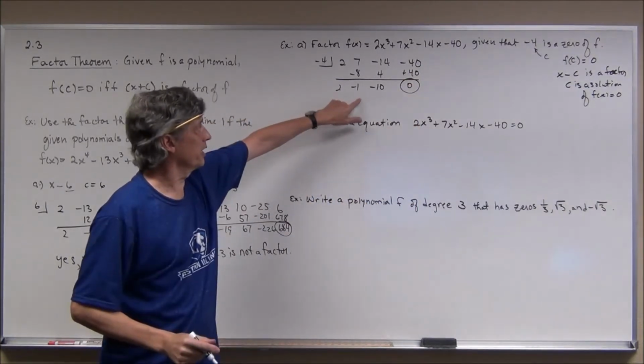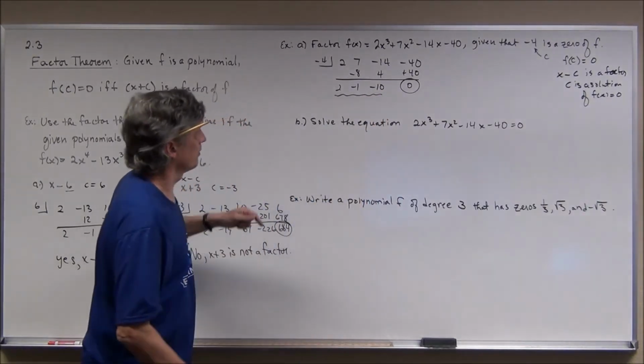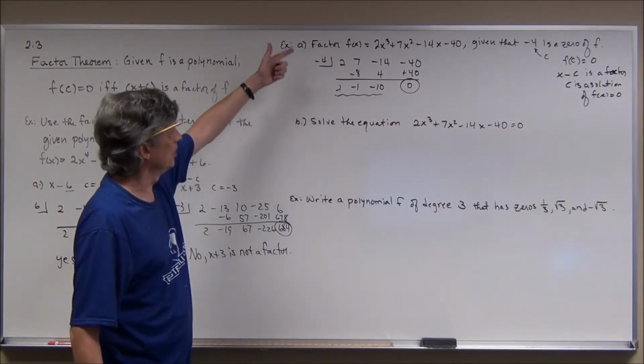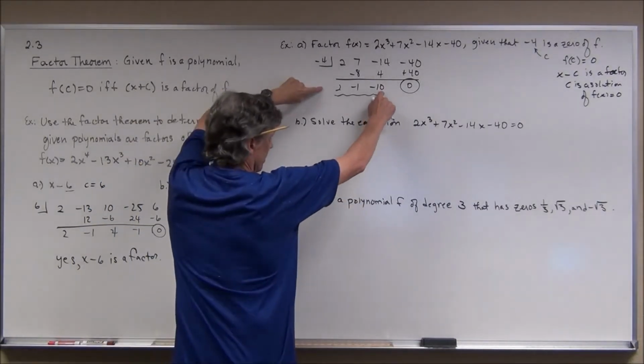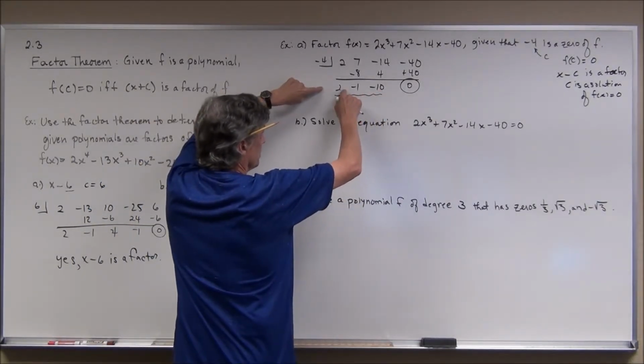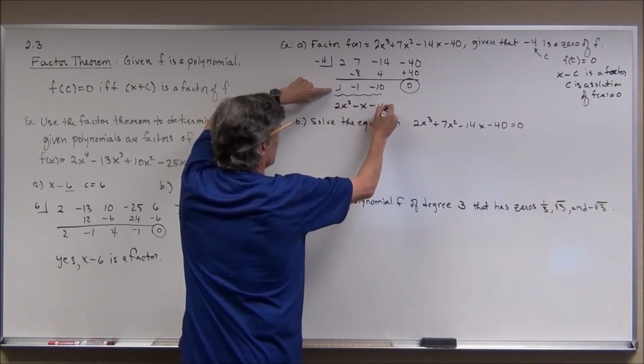Now, let's go to this guy here. This is my quotient, and as I mentioned before, it's sometimes called the depressed polynomial. I don't know why it's depressed, must be married. So this is constant, this is x to the first, this is x squared. My quotient is 2x squared minus x minus 10.